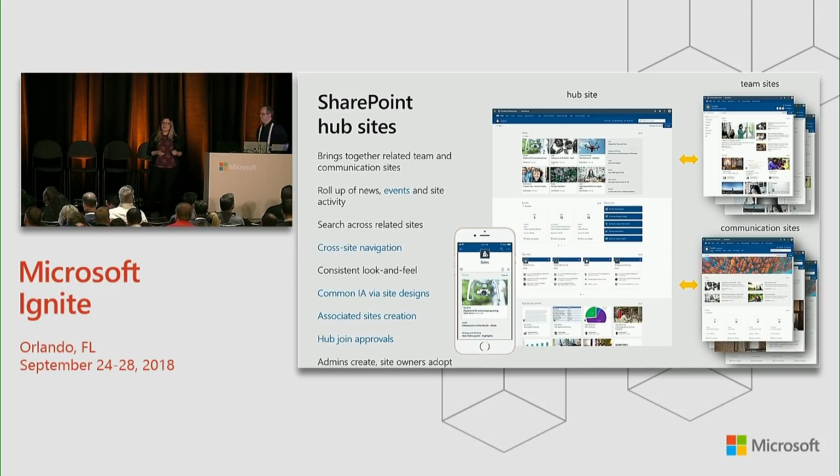An aggregated view of news, now events, and activity from sites, and the ability to search across not only the site or the tenant, but all the sites within a hub, to really scope that search. As well as a consistent look and feel, with the ability to set a theme that goes across your hub. And now not just that, but also the site designs, which we'll talk more about, will help you structure that common IA. And we're excited to also show you this ability to create sites directly from your hub, as well as enable hub join approvals.